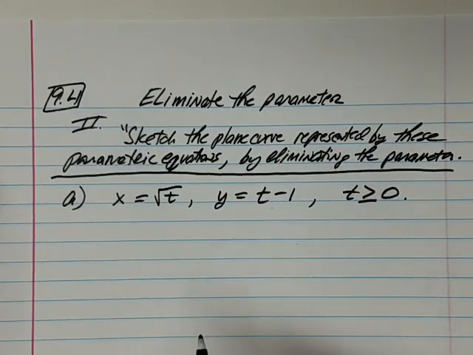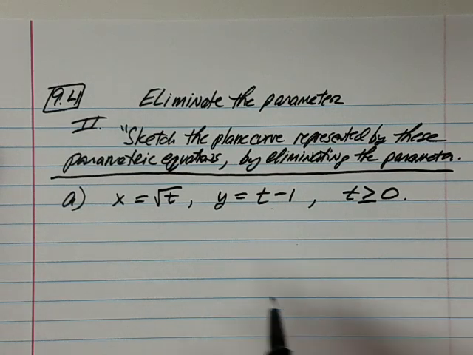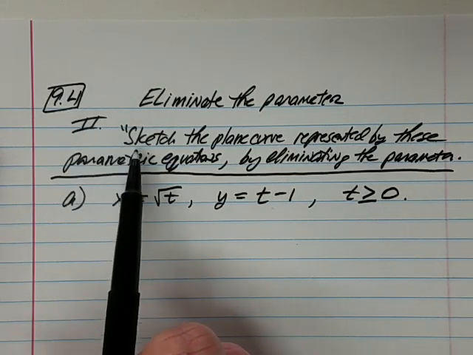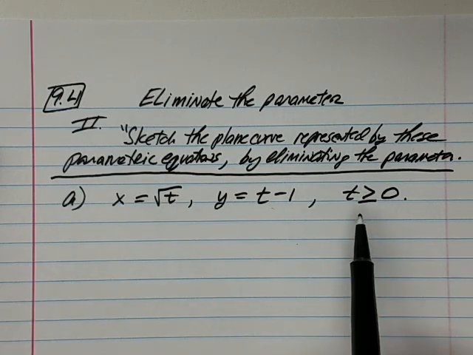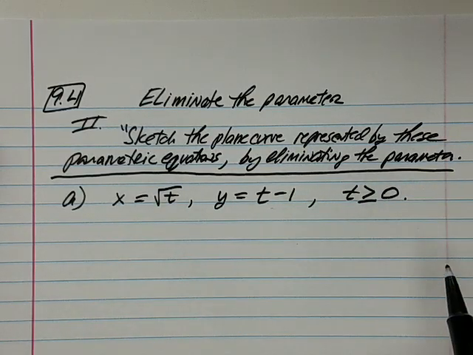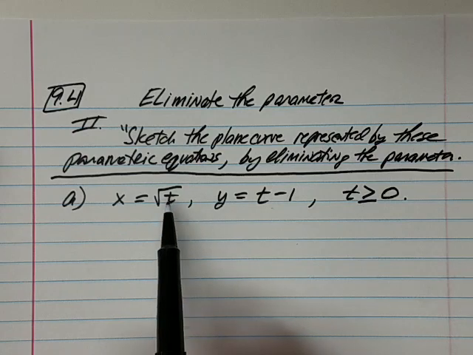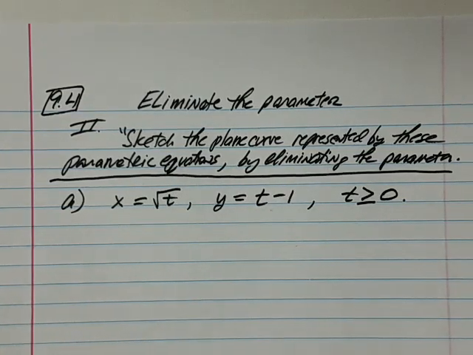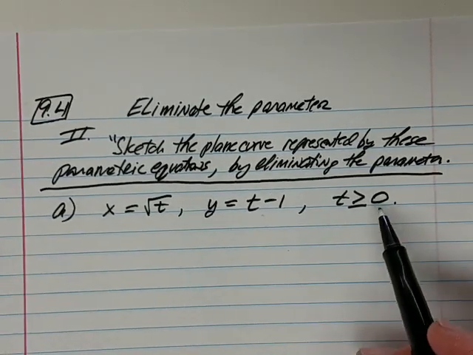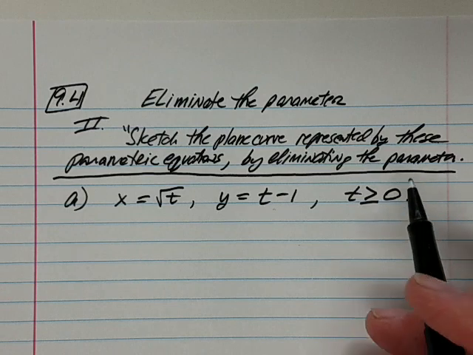We are going to eliminate the parameter and sketch the plane curve represented by these parametric equations by eliminating the parameter. That's the purpose. We're going to eliminate the t so that we can graph or sketch this. And we're also going to use this restriction.